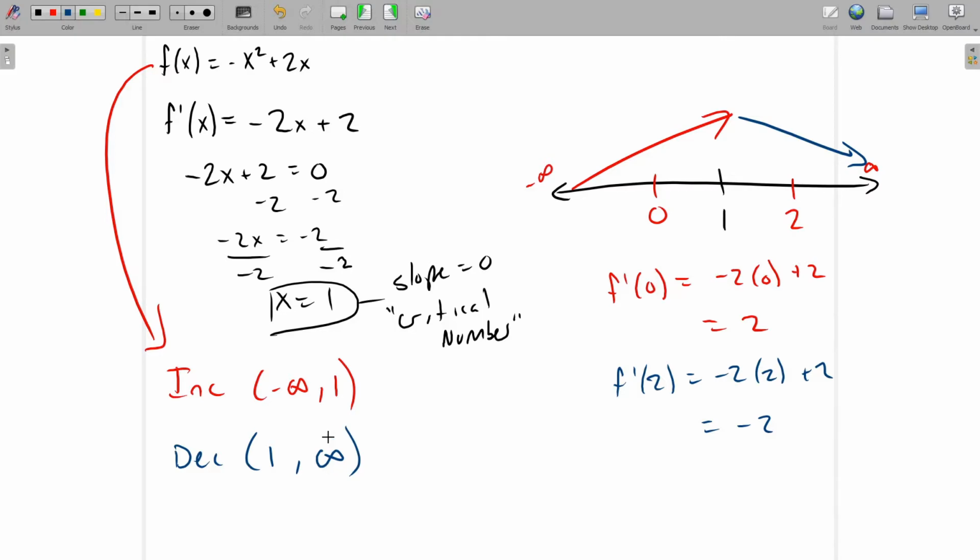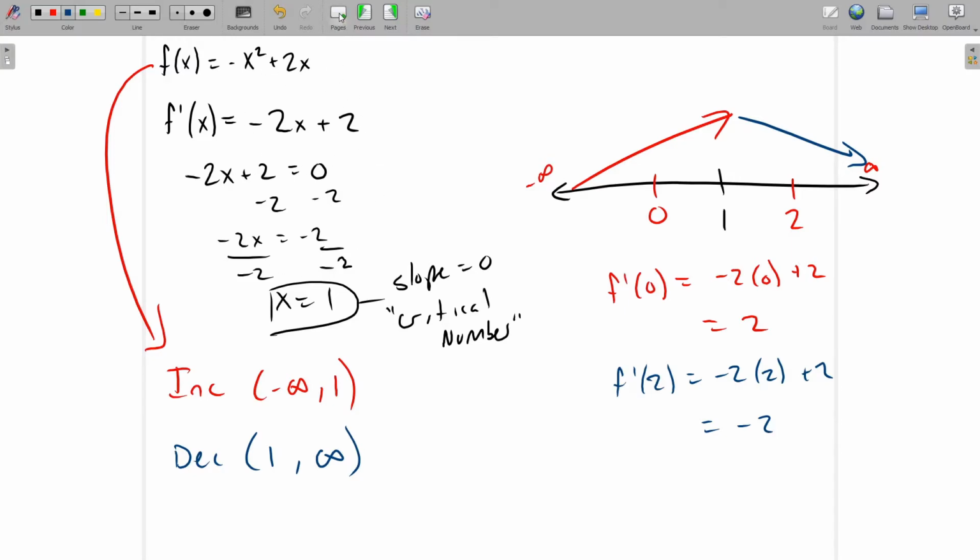We take the derivative, we set it equal to 0, and solve for these critical numbers. And then we set up a number line with all of our critical numbers, and then we pick test points in all of those intervals, plugging them into the first derivative to identify the sign. If it's positive, it means that it's increasing on that interval. If it's negative, then that means it's decreasing on that interval.